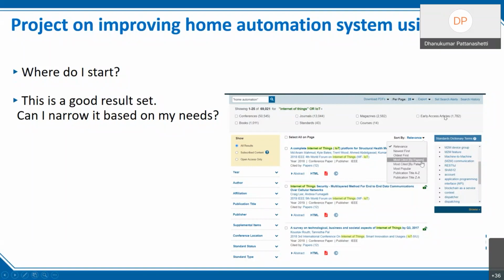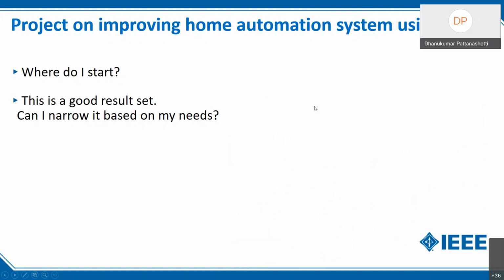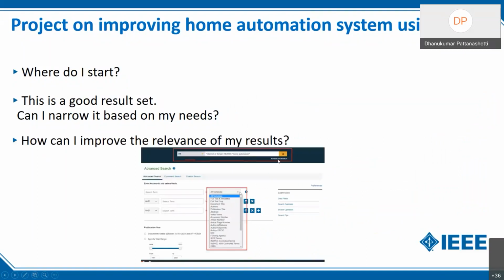So there are 1,782 articles on the Internet of Things. Likewise, how can I improve the relevance of my results? Please click on the advanced search here. So you can search in any of these areas. You can use Boolean operators, I would say here, because when I searched for Internet of Things and home automation, I literally got like 1,500 articles. That was when I used the quotes. But when I went into the advanced search, I can actually use various options here.